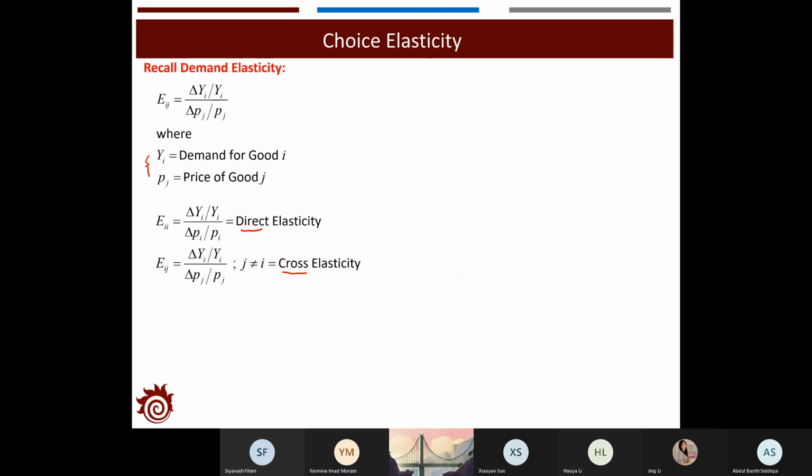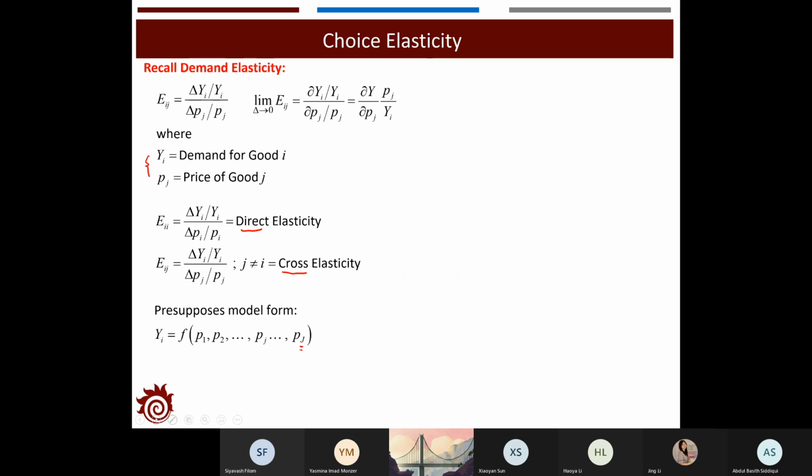So that's our definition of the elasticity. This is quite straightforward. And we also know that to determine the value of y, there are a set of variables, a set of prices, and we assume that there are J different prices.